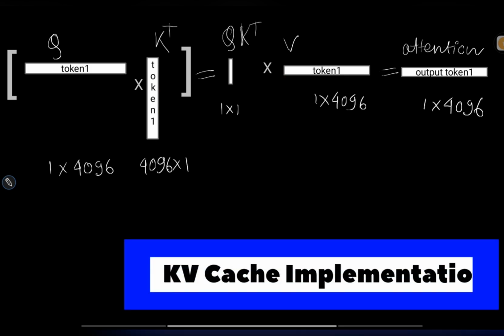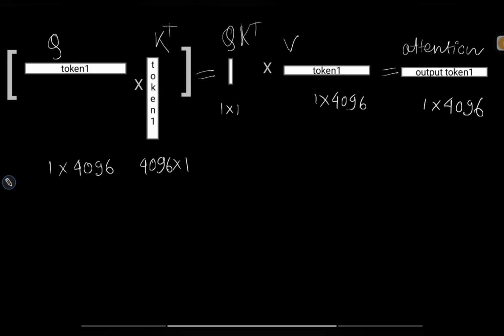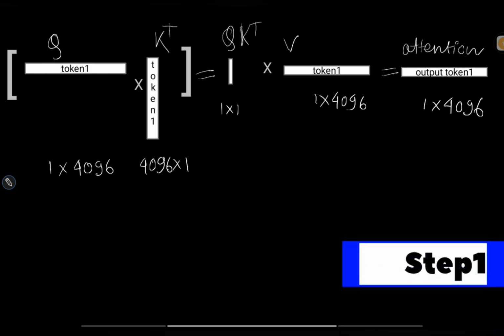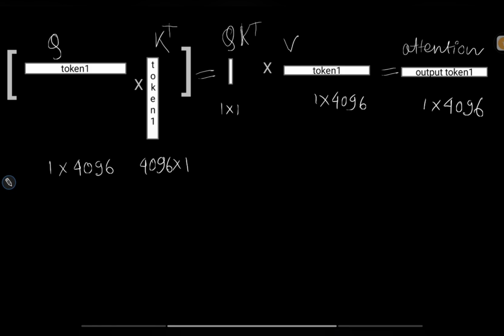Okay, so just carrying on with the same example. The first step is the same as what we discussed previously, just that I have added the dimensions for your understanding. We have token 1 associated with Q, and token 1 associated with K transposed. Then we do a matrix multiplication of 1 cross 4096 multiplied by 4096 cross 1, and we get an output of 1 cross 1, which we again multiply with the V vector, which is 1 cross 4096, and get the attention matrix with shape 1 cross 4096, right?